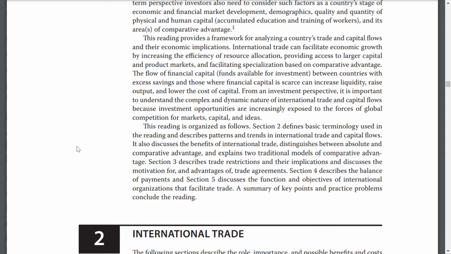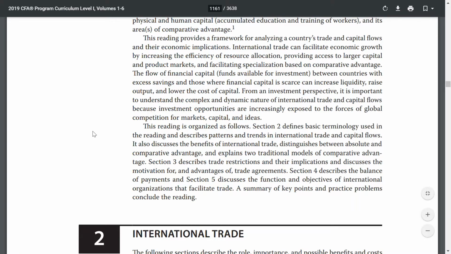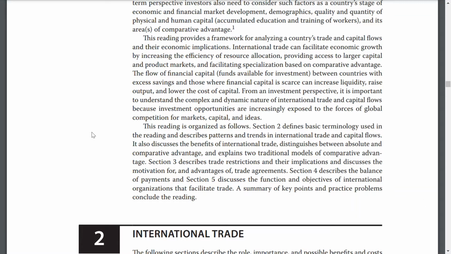This reading is organized as follows. Section 2 defines basic terminology used in the reading and describes patterns and trends in international trade and capital flows. It also discusses the benefits of international trade, distinguishes between absolute and comparative advantage, and explains two traditional models of comparative advantage. Section 3 describes trade restrictions and their implications and discusses the motivation for and advantages of trade agreements. Section 4 describes the balance of payments, and Section 5 discusses the functions and objectives of international organizations that facilitate trade. A summary, key points, and practice problems conclude the reading.